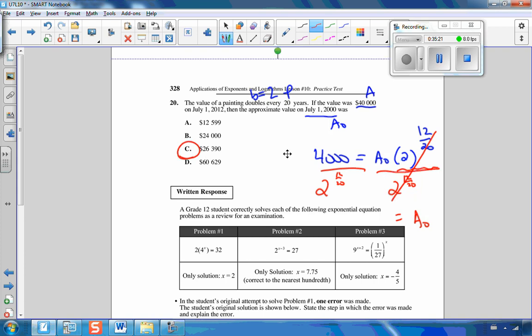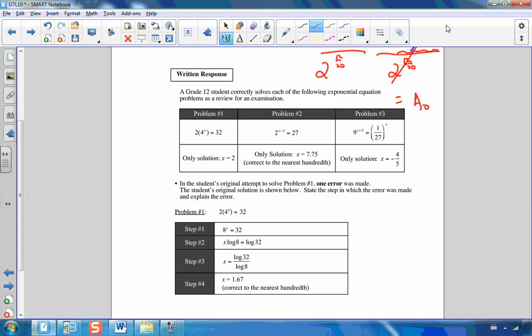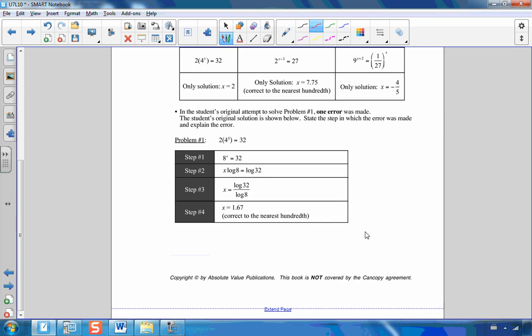Okay, perfect. So let's just end this by doing a written response question. We have a grade 12 student who correctly solves each of the following exponential equations as review for an exam, problems number 1, 2, and 3. So they are correct solutions. In the student's original attempt to solve problem number 1, one error was made. The student's original solution is shown below. State the step in which the error was made.